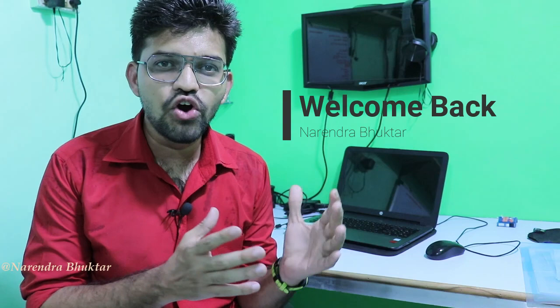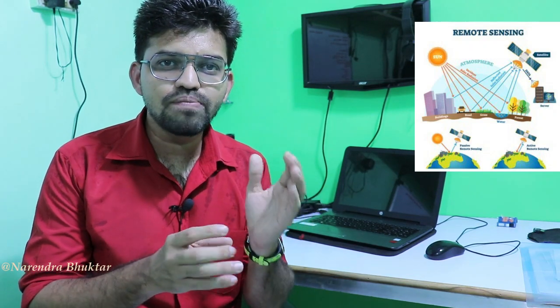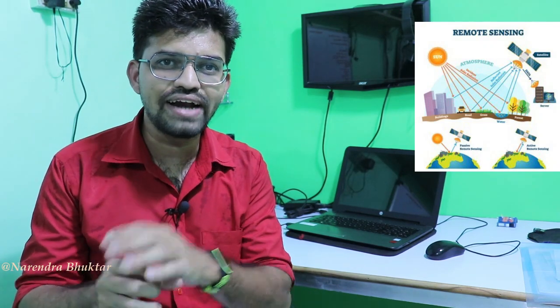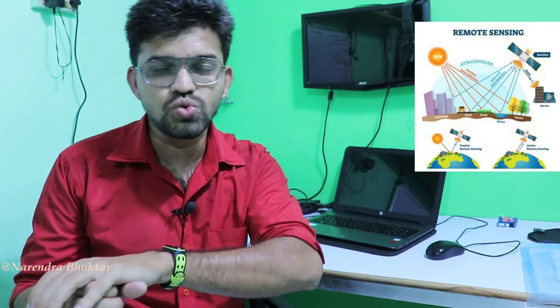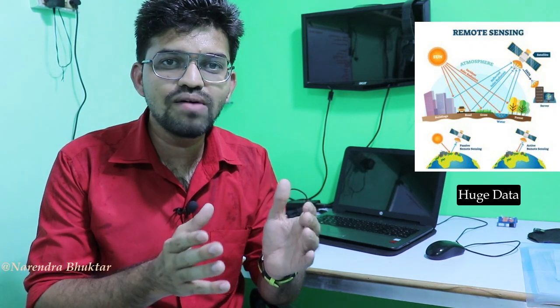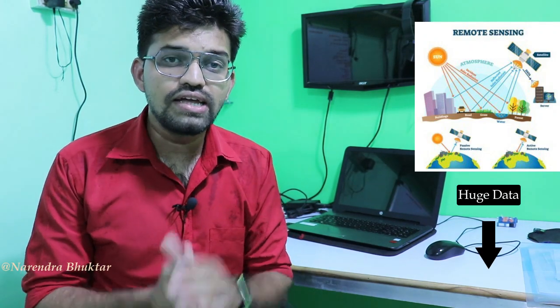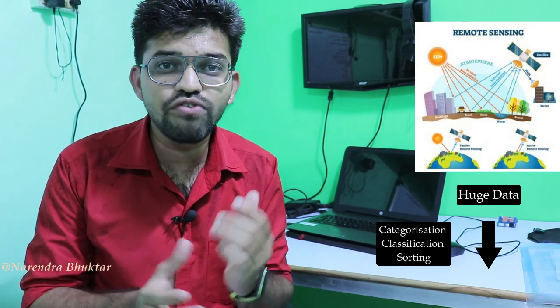So guys, in our previous video we learned about remote sensing technologies. We saw what remote sensing is and how it works. Basically, this technology uses satellites and different types of drones to acquire a huge amount of data. That data becomes an input for us, and now we have to work on it. Some categorization, classification, and sorting is required for this data.